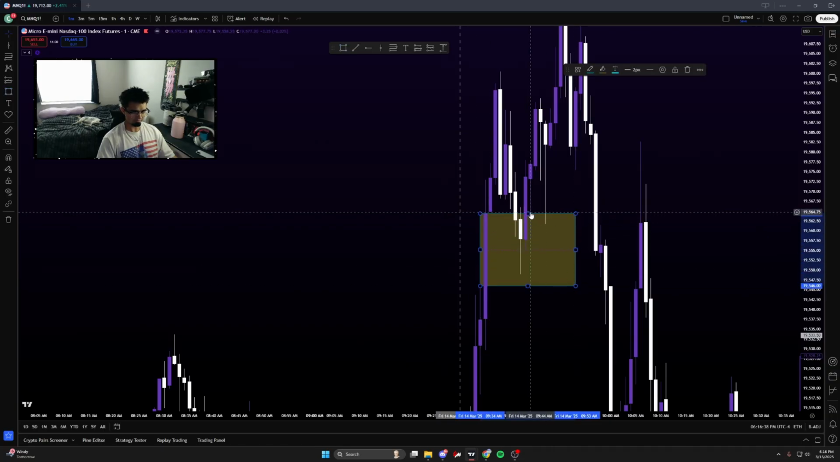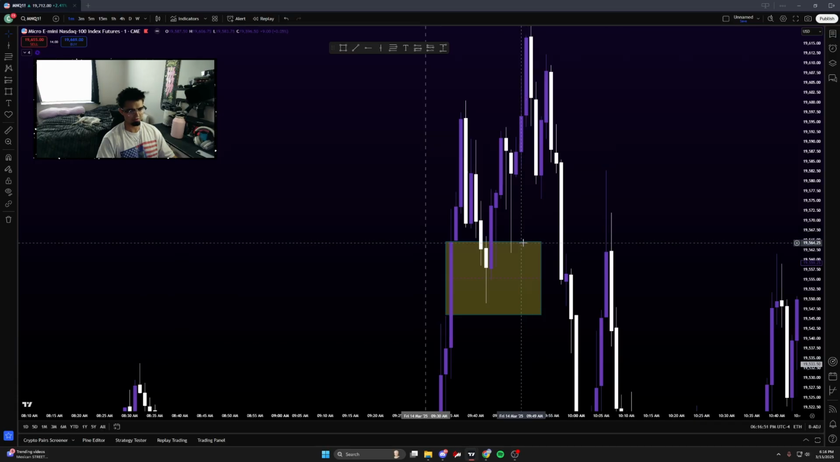We see the buyers fill this up. We have our gap. We have a retracement back into this fair value gap that gets respected. So we then shoot back up into bullish price action.